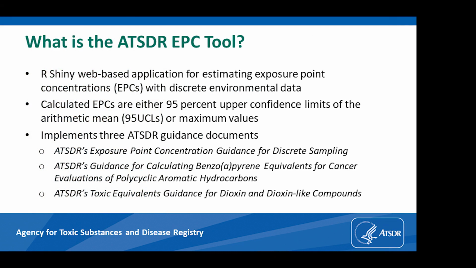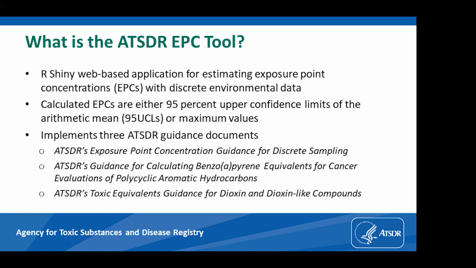So to begin, let's start out with a description of what exactly the ATSDR EPC tool is. The EPC tool is an R-Shiny web-based application built to assist health assessors with estimating exposure point concentrations, or EPCs, for discrete environmental data. For each environmental data set loaded into the tool, the program will calculate an EPC that's either the 95th percentile upper confidence limit of the mean of the data, or the maximum value of the data for cases where 95 UCLs can't be calculated.